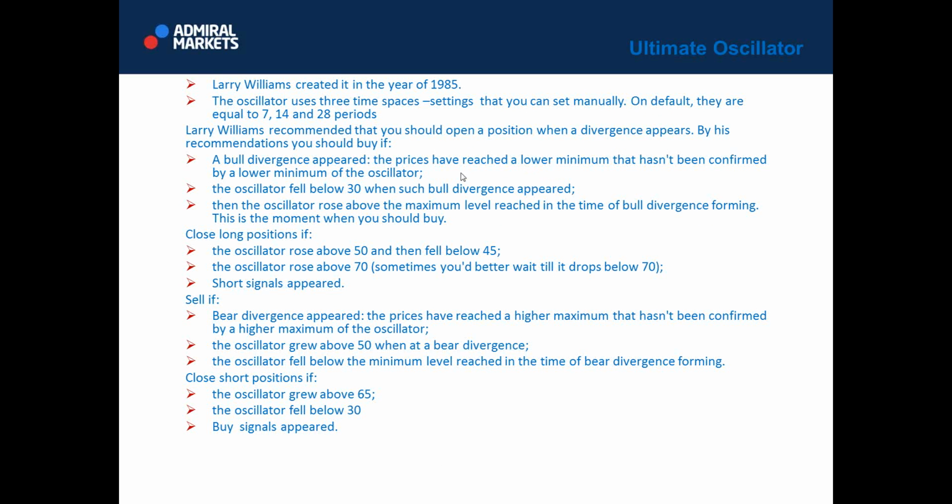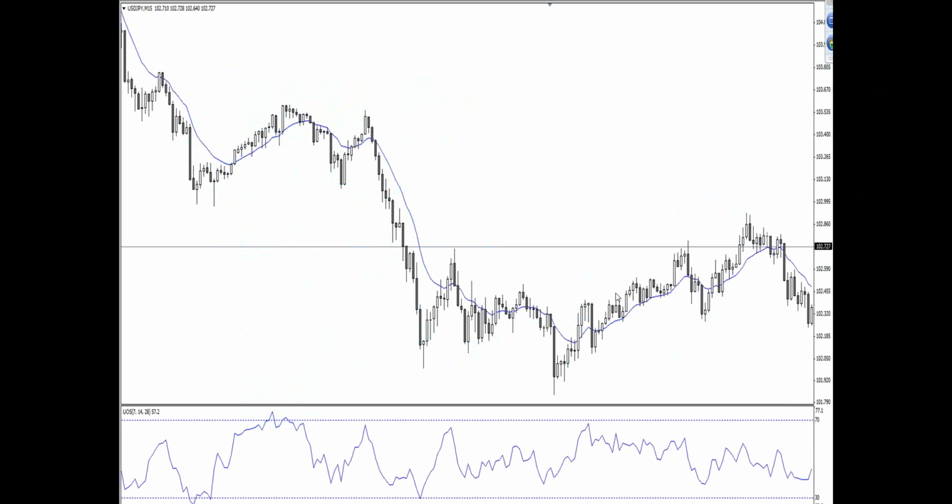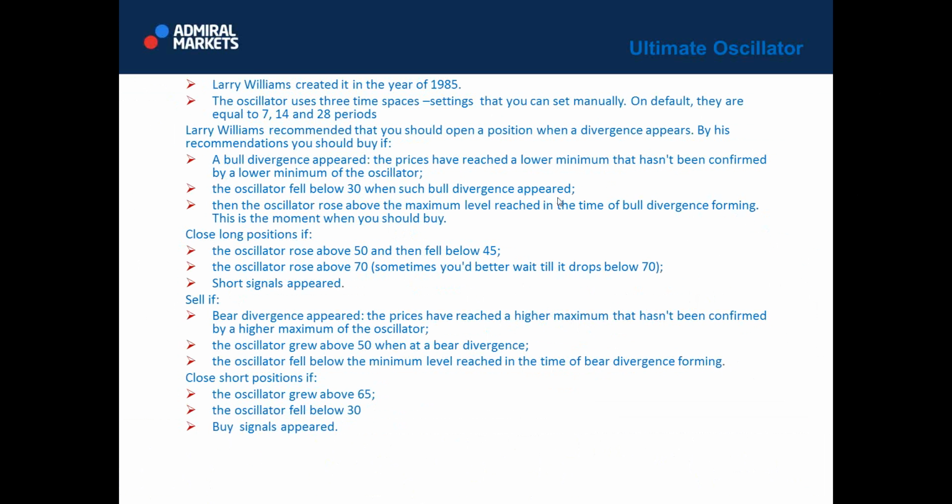Those are general guidelines. Use it with divergence, but you can also close a long position if the oscillator rose above 50 and then falls below 45, or the oscillator rises above 70 and drops below 70. Sell also on bearish divergence, and you close short positions if the oscillator grows above 65 or falls below 30. If you plan to use the ultimate oscillator, you can take a screenshot of this chart. You can use it as a divergence indicator with these rules.